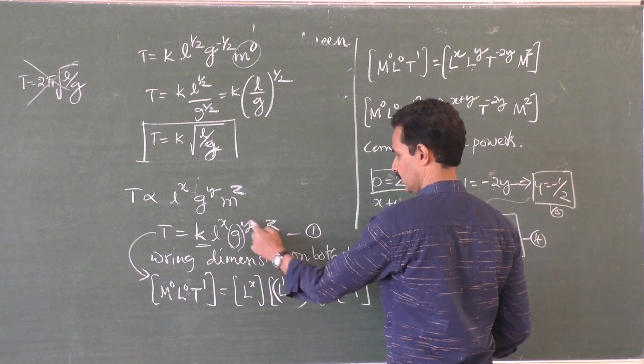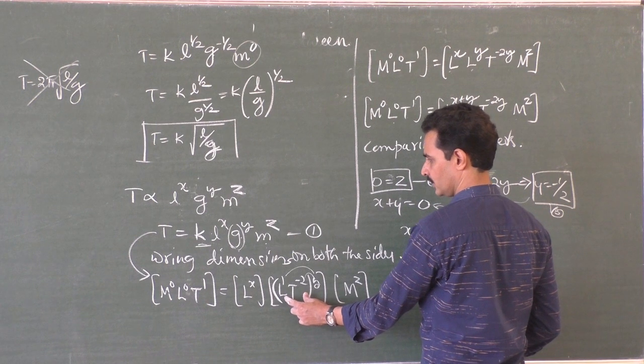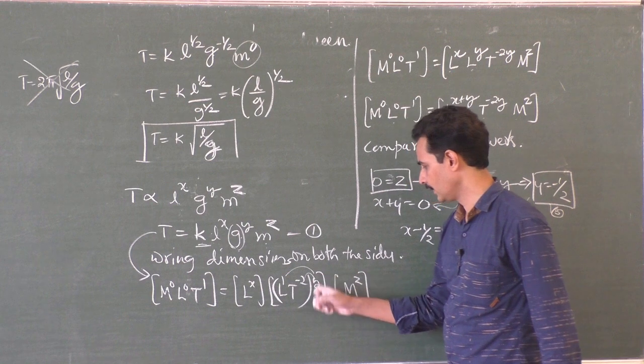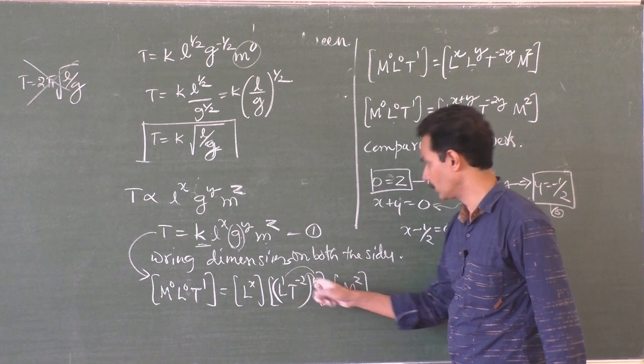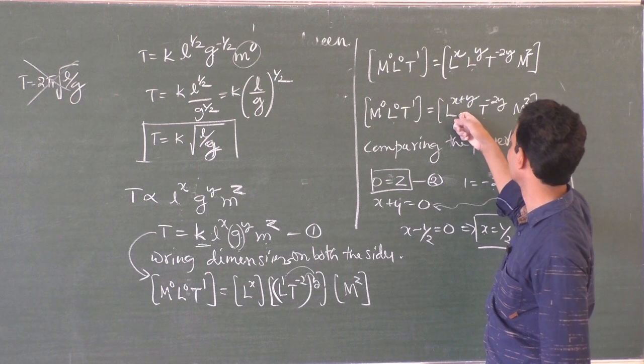L to the power x, g means L T to the power minus 2, right? L T to the power minus 2, g to the power y, mass to the power z. But this is L square, L to the power y, T to the power minus 2y, L to the power x plus y ಆಯಿತು ನೆಕ್ಸ್ಟ್ ಸ್ಟೆಪ್ಪಲ್ಲಿ.